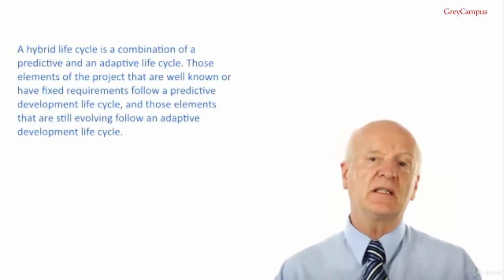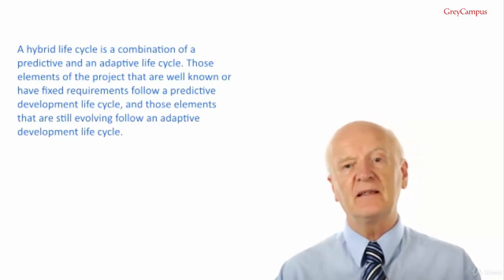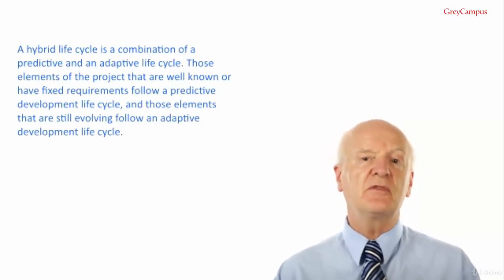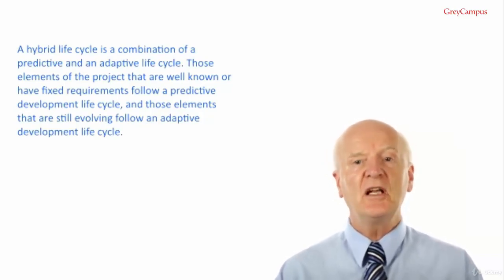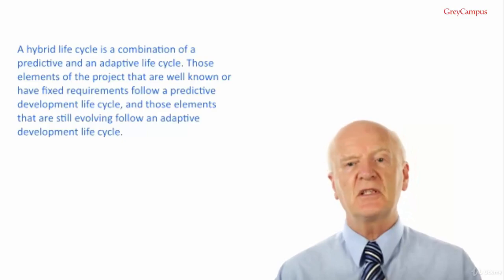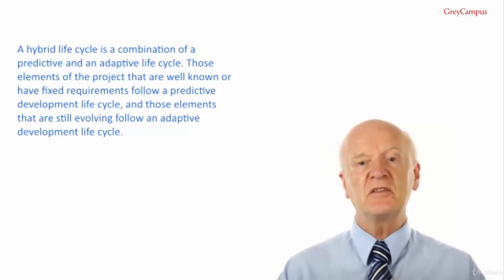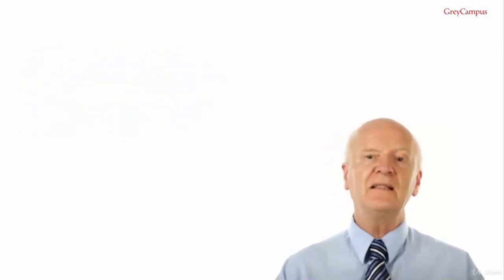A hybrid life cycle is a combination of predictive and adaptive life cycle. Those elements of the project that are well known or have fixed requirements follow a predictive development life cycle, and those elements that are still evolving follow an adaptive development life cycle. It's up to the project management team, not just the project manager, to determine the best life cycle for each project.